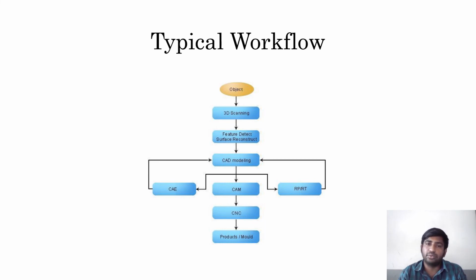Okay, this step is very important to create the prototypes or exact model. After the CAM machines, it will be transferred into CNC machines. After the CNC machine, the finalized product or mold will be done. Okay, so this is a typical workflow of rapid prototyping.